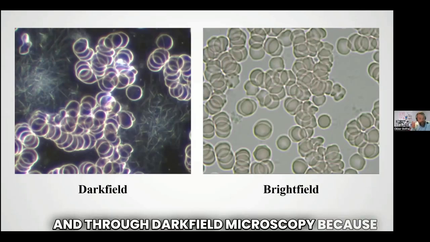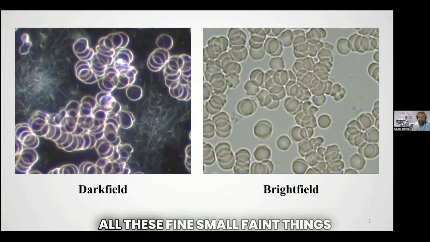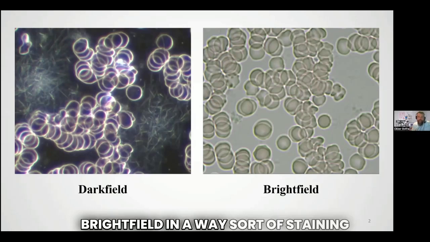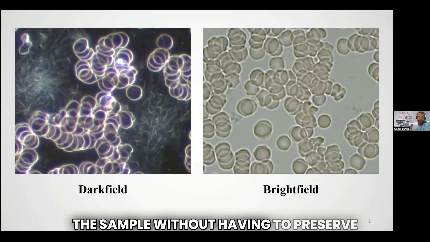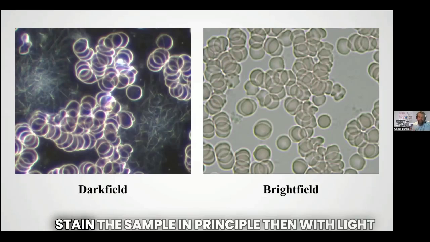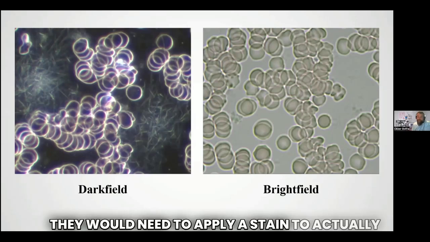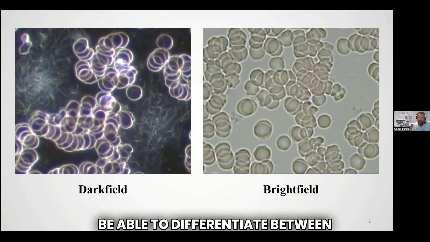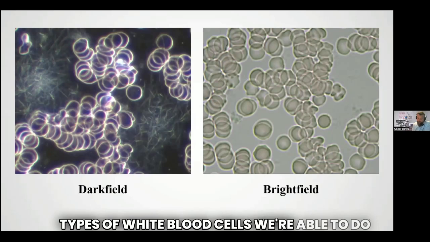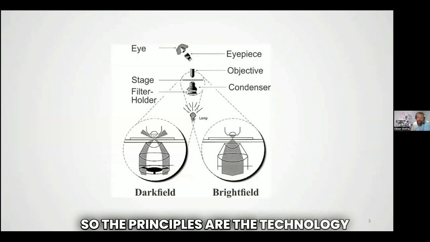And through dark field microscopy, because of the way that the light travels through the sample, we're able to see all these fine, small, faint things that are not visible with standard bright field, in a way staining the sample without having to preserve and kill the cells by applying some sort of chemical stain. We're able to stain the sample in principle with light. So things that are invisible in bright field, where they would need to apply a stain to differentiate between specific things like certain types of white blood cells, we're able to do quite easily with dark field. So the technology is quite complex.